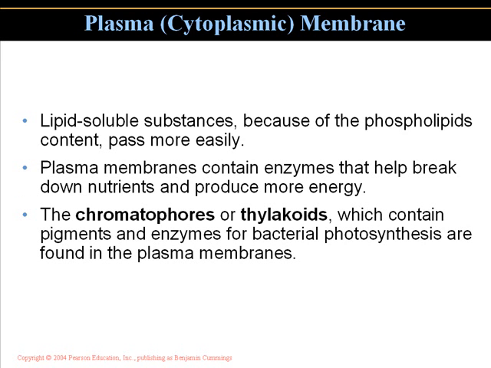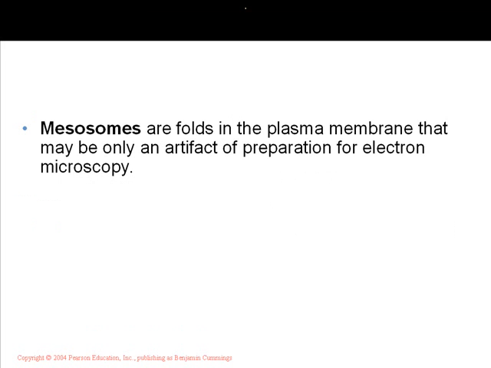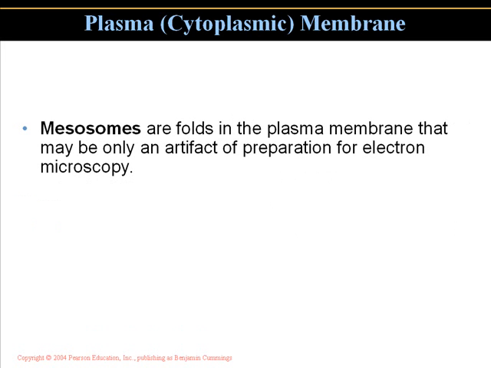Plasma membranes contain enzymes that help break down nutrients and produce energy. The chromatophores, or thylakoids, which contain pigments and enzymes for bacterial photosynthesis, are found in the plasma membrane. Mesosomes are folds in the plasma membrane that may be only an artifact of preparation for electron microscopy.